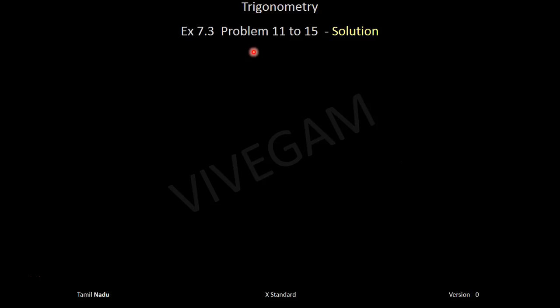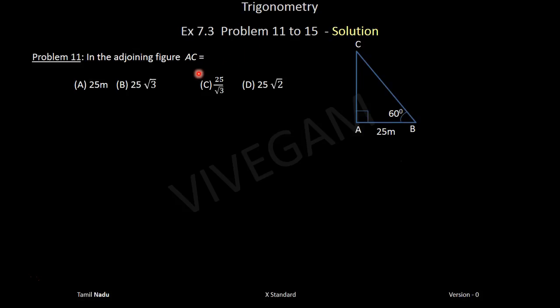Exercise 7.3, problem 11 to 15. In the adjoining figure, AC equals, so they have given us a figure and we are asked to find AC. If you look at it, this angle is given as 60 degrees and one measurement is given. So we can use one of the trigonometric ratios.